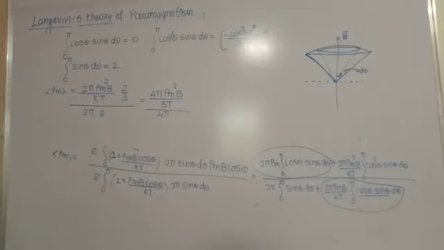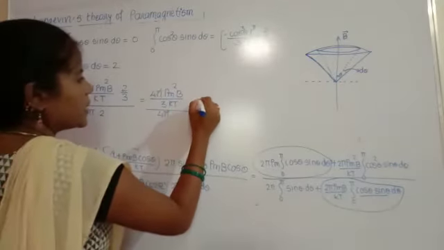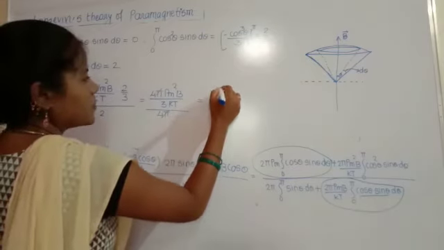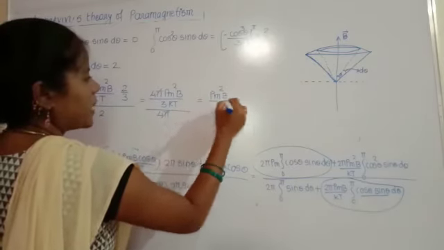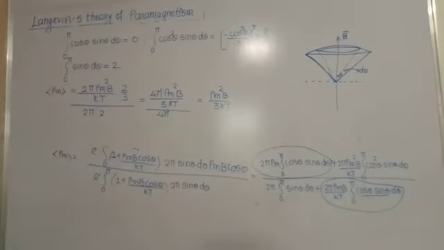Okay, so this is the value we have calculated here, and after that if we cancel this term, the 4 pi cancel with each other, so we get pm square b by 3 kt. So this is the average magnetic moment, the value of average magnetic moment pm.